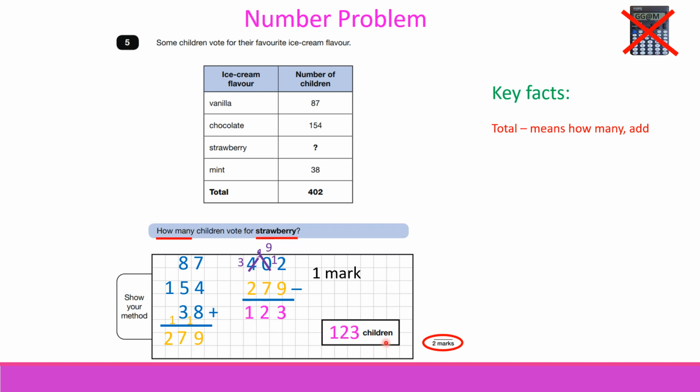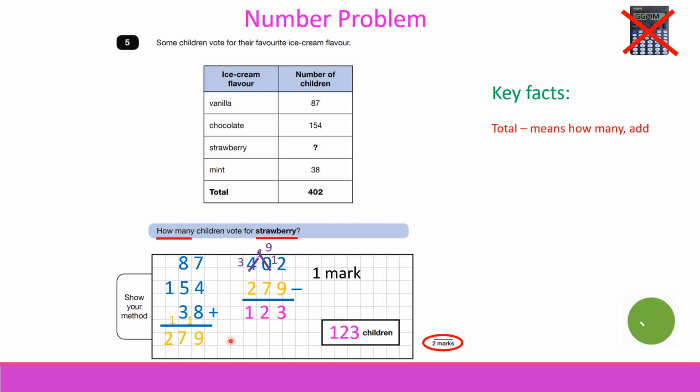Remember to write your answer in the box provided. In the exam, these squares will be larger and you'll be able to write your digits into each individual square. So make sure you use the squares to help you set your work out to make it nice and clear. Give yourself a big tick if you got this correct.